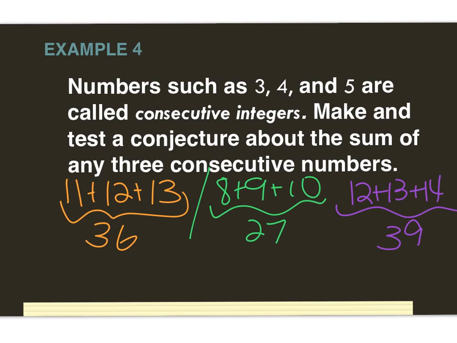So when it says make and test a conjecture, your conjecture could be that the sum of 3 consecutive integers will always be divisible by 3, and then your test would be these 3, okay? It could be that if I add the 3 consecutive numbers in an order, that it's going to increase by 3, so it's my pattern. And then what was yours, Emily, again? The middle number is always multiplied by 3, okay? So all 3 of those could have been proven and tested.